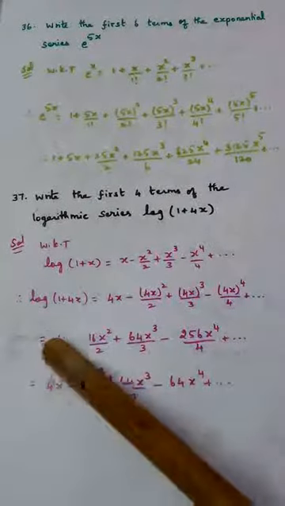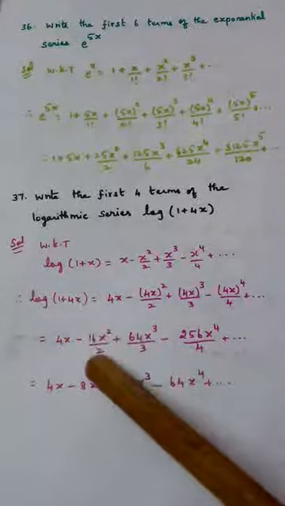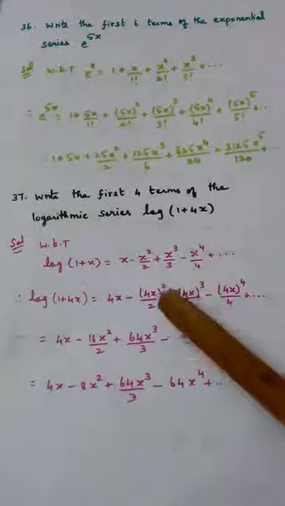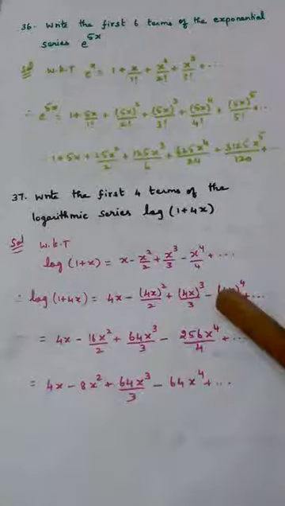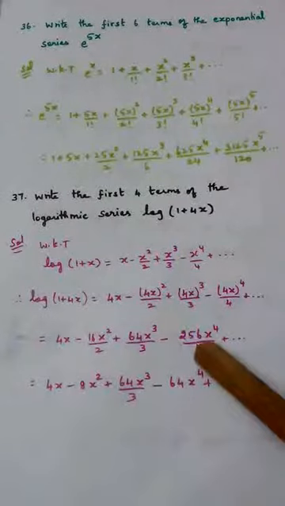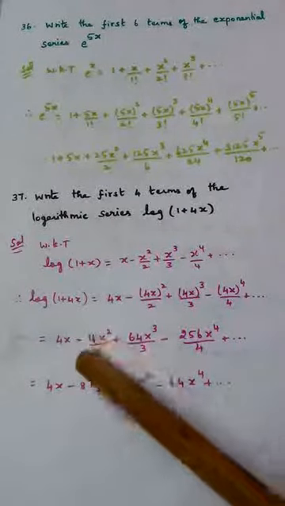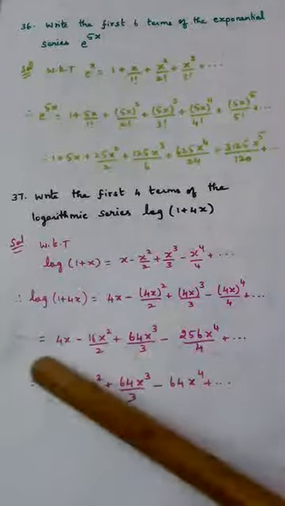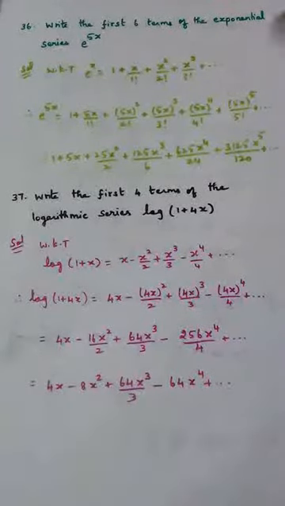This becomes 4x, minus 16x square by 2, plus 64x cube by 3, right? 4 into 4 into 4. Similarly 4 power 4, 256x power 4 by 4. These can be cancelled, so cancelling and writing the final answer. So this is the expansion of log (1 plus 4x).